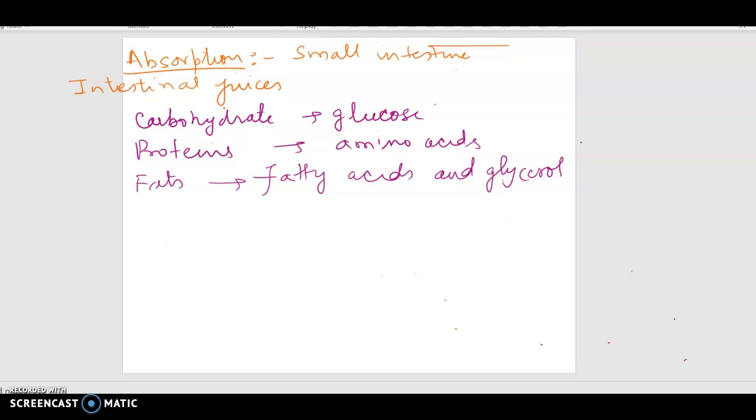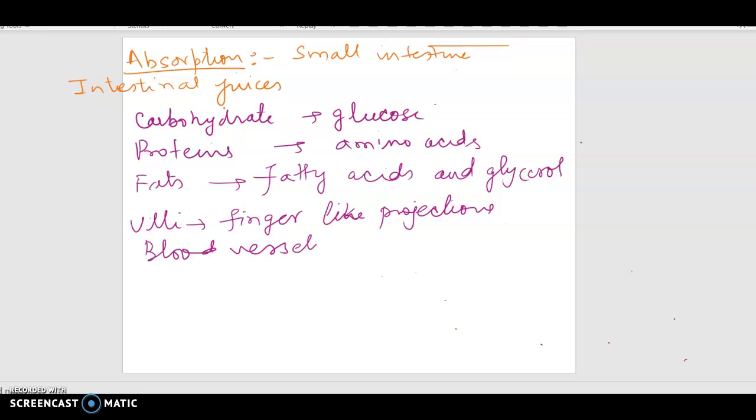Finally, in the small intestine, villi are present. These are finger-like projections, which have blood vessels. So by the process of diffusion, these simpler particles are absorbed in blood, and villi help in increasing the absorptive surface area.